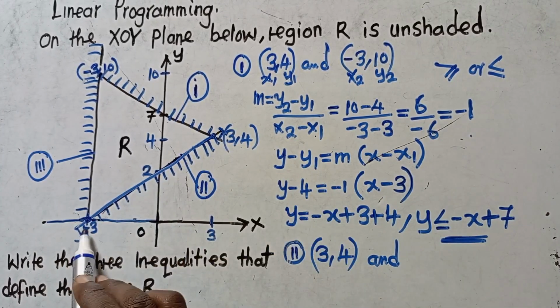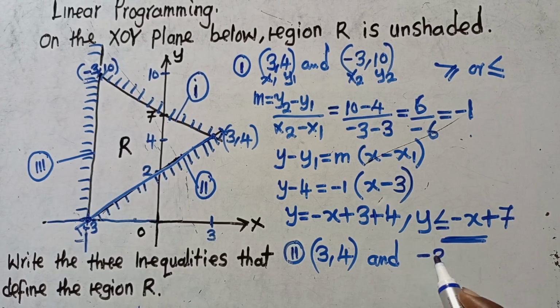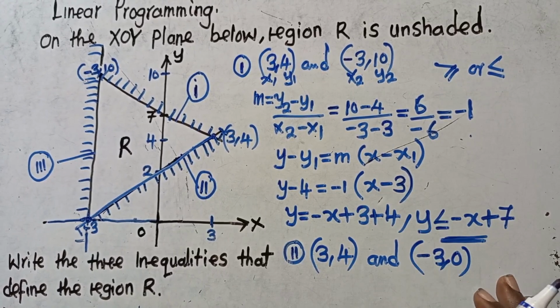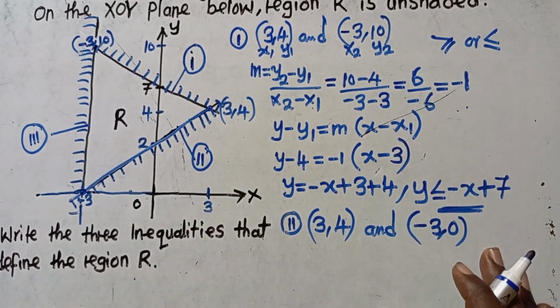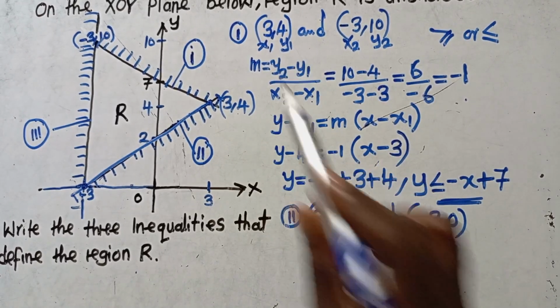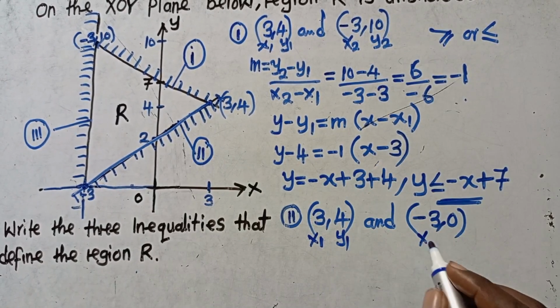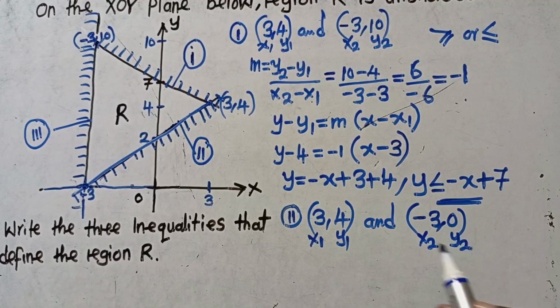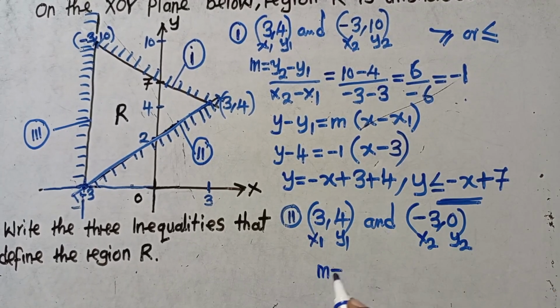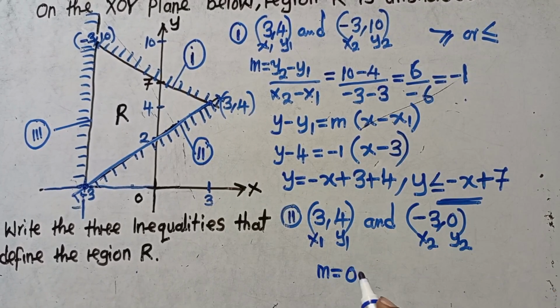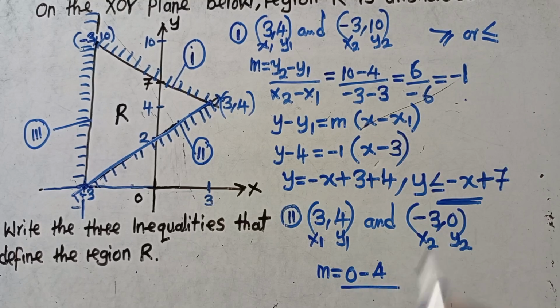With this one, how do you get the coordinate there? That is negative 3, 0, like that. What I do, I find the gradient. Since I've given you the formula, we just go direct. This is x1, y1. This is x2, y2. I'll just say the gradient is equal to y2, that is 0, minus y1, that is 4, over x2, which is negative 3, minus x1, that is 3, so minus 3.